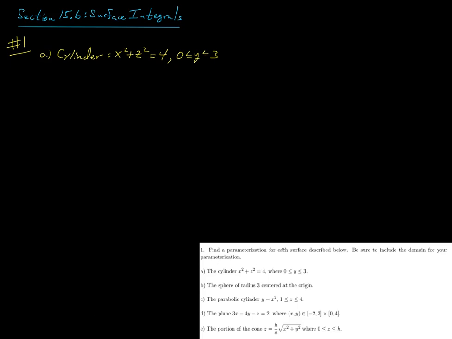All right, problem one says find a parameterization for each surface described below. Be sure to include the domain for your parameterization. And in part A, we have the cylinder x squared plus z squared is equal to 4, where y varies from 0 to 3. So this is really similar to what we just saw in the last video where we parameterized cylinders of the form x squared plus y squared is equal to some constant squared. But now z and y are just swapping roles.